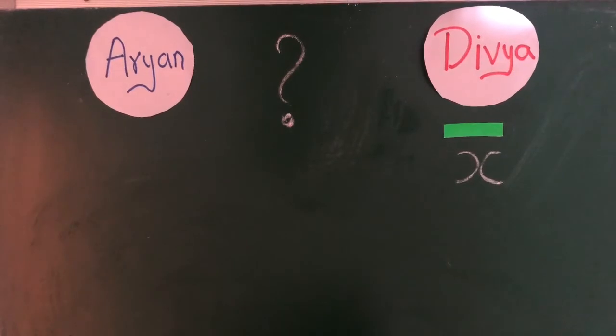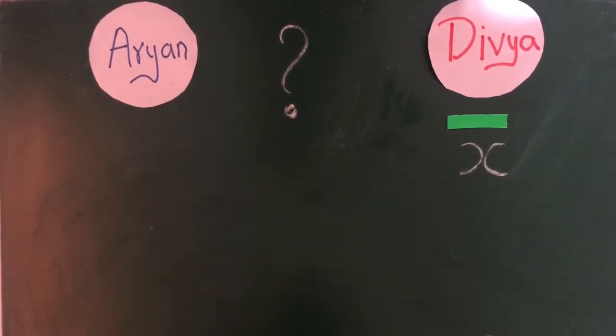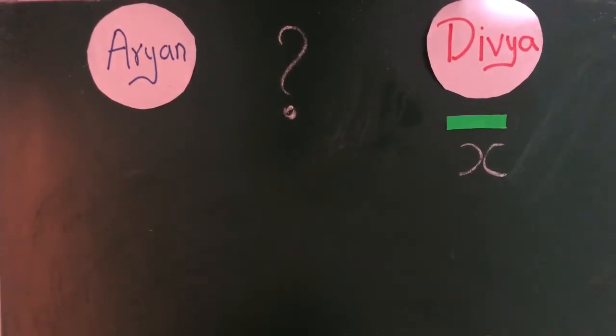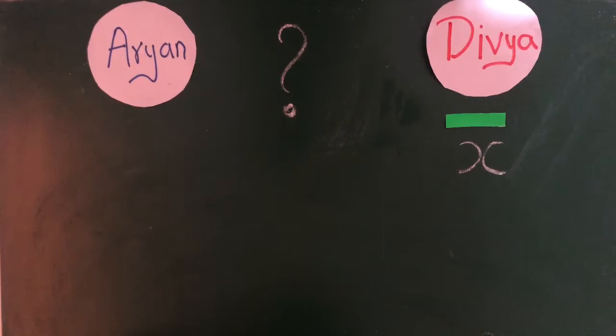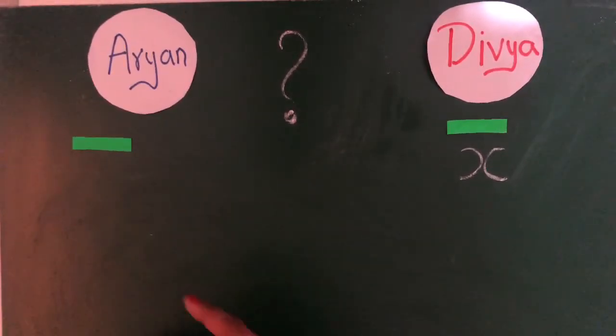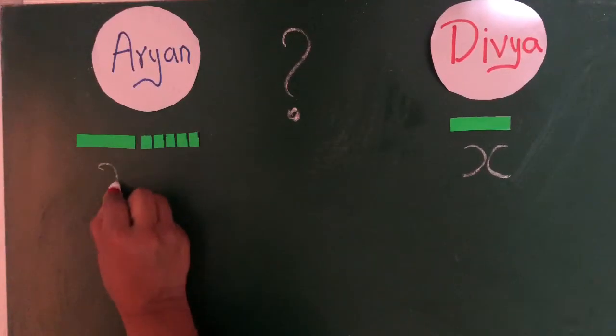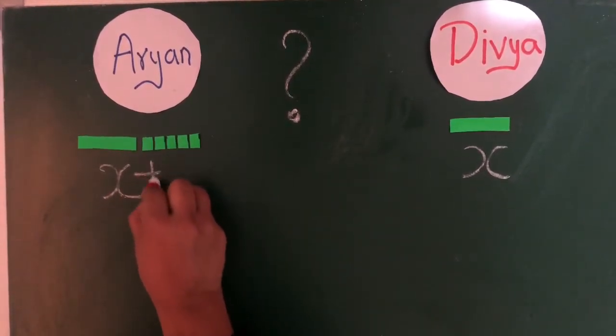Now, I know that Divya was saying Aryan ate 5 more. So if I want to make an expression for Aryan, how will I make that? Aryan has x and there is something else. He also has 5 more. So this will become x plus 5.